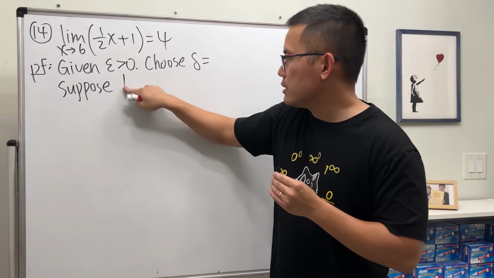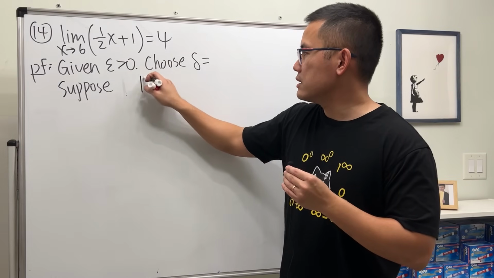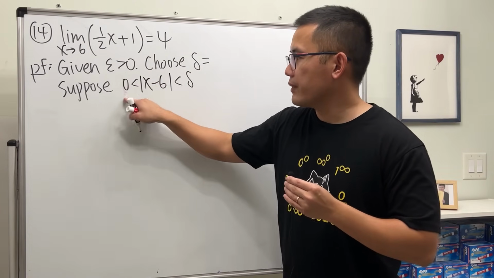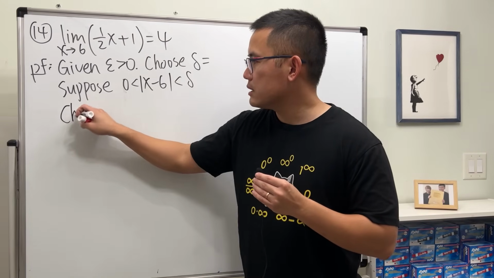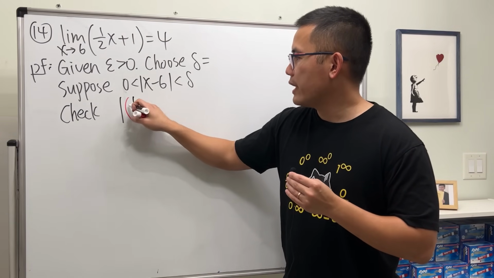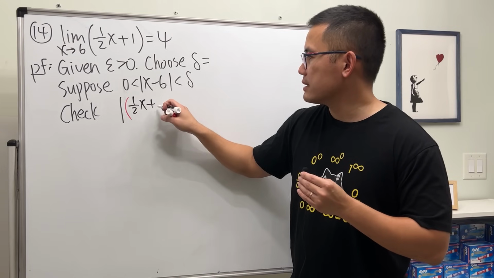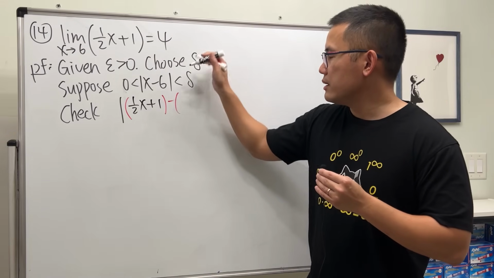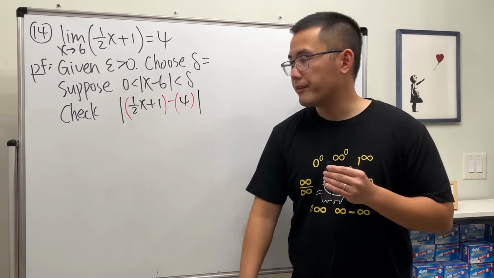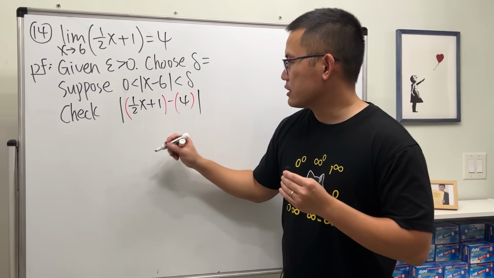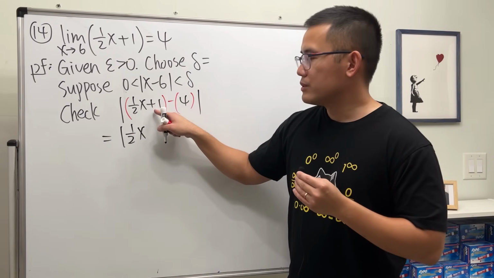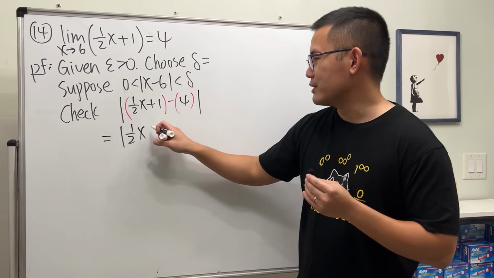our distance, the distance between x and 6 is in between of 0 and delta, then we hope to show that the distance between our function, which is 1/2 x plus 1, and we're subtracting 4 like this, is less than epsilon. All right, do the algebra. This and that is just minus 1, so this is absolute value of 1/2 x. Sorry, 1 minus 4 is minus 3.